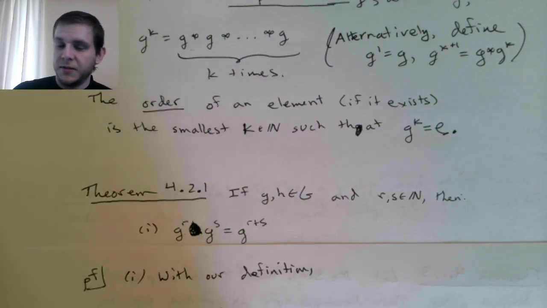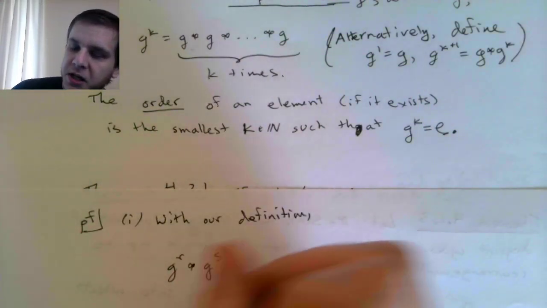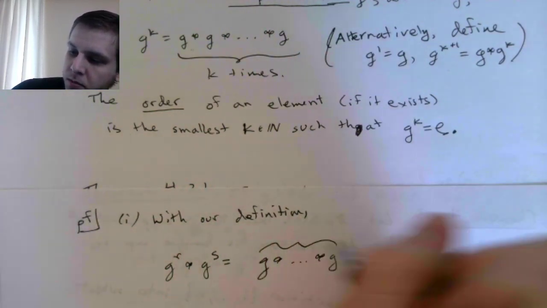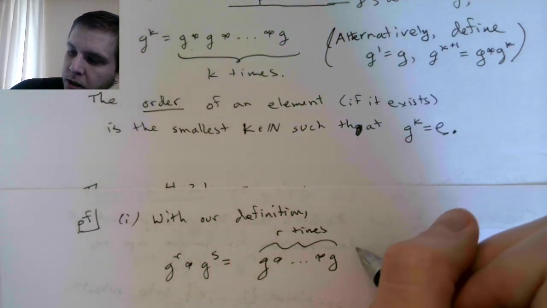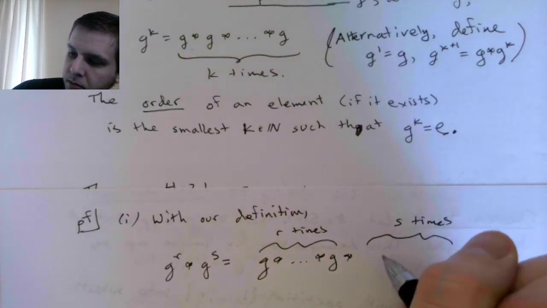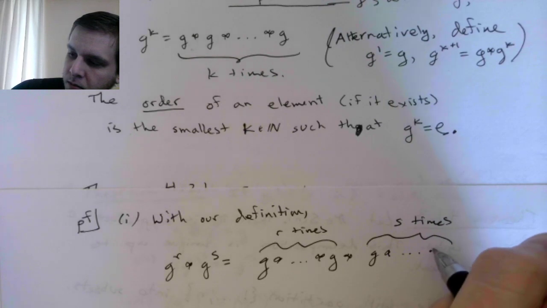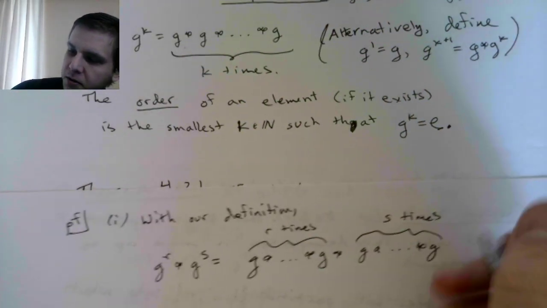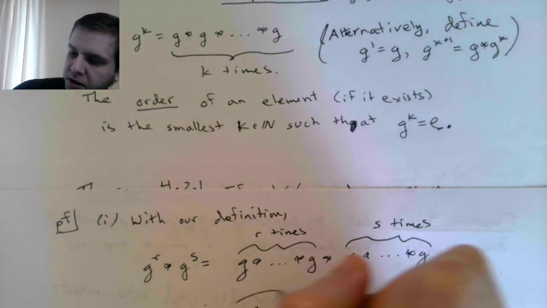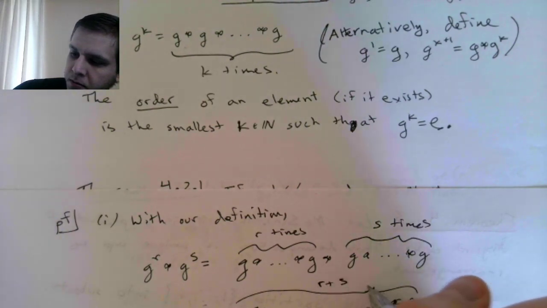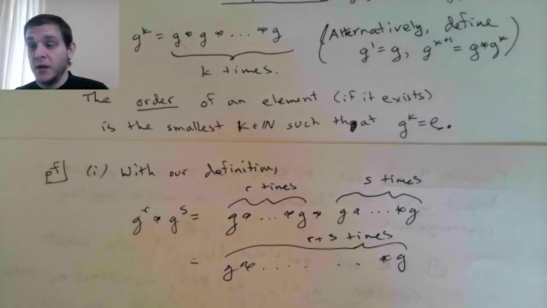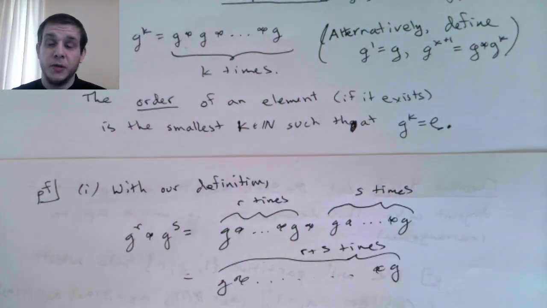So G to the R times G to the S. What do I need to do? I need to write G R times, and then G S times. So how many G's are there total? Well, of course, there are R plus S G's. This is kind of obvious. You could also do it with the book's definition inductively.